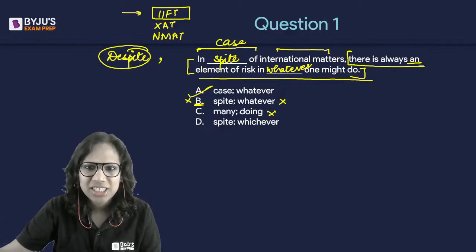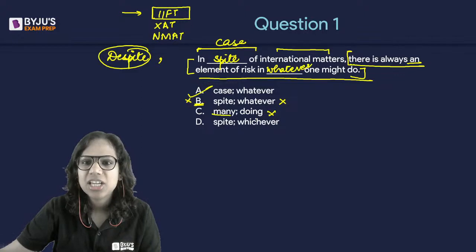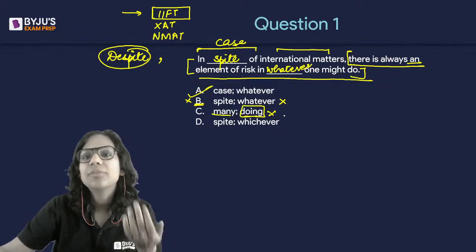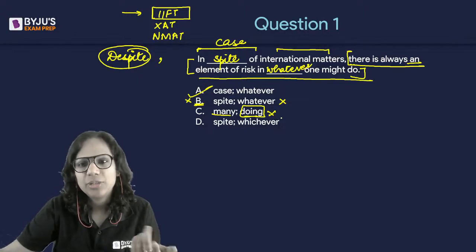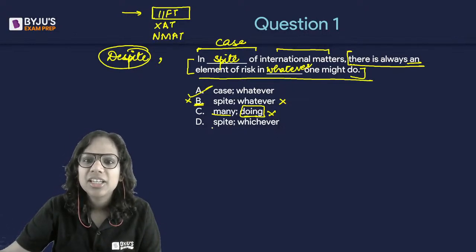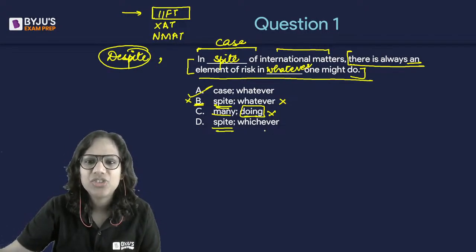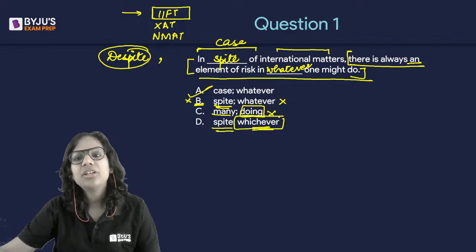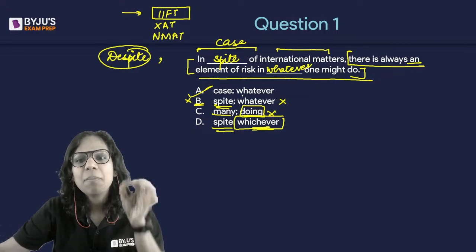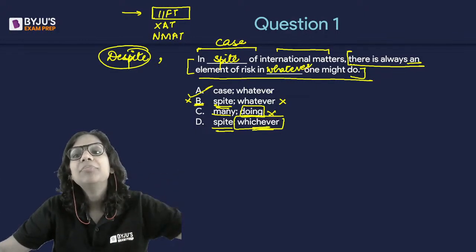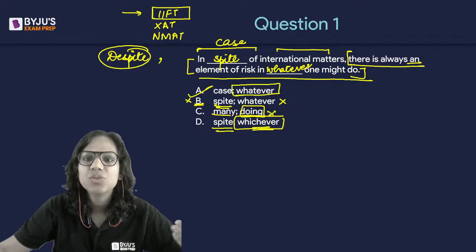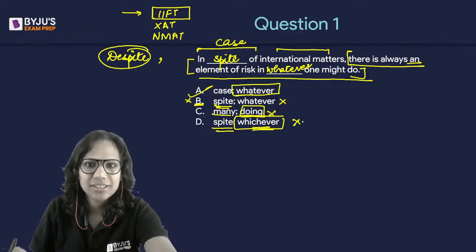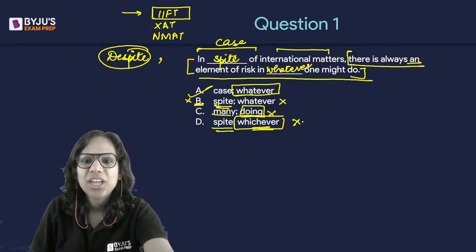This is eliminated. In many of international matters, in doing one might do, this does not make sense at all. So I think on the basis of the second blank, very easy to eliminate. Okay, then here again, because of spite, we can reject it. And in whichever, no. We are talking about the matter itself, कि हम कोई भी काम करें. So the word for that is whatever and not whichever. We are not making a selection here, right?